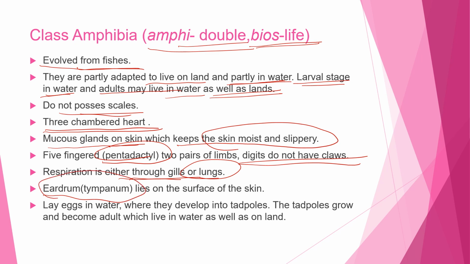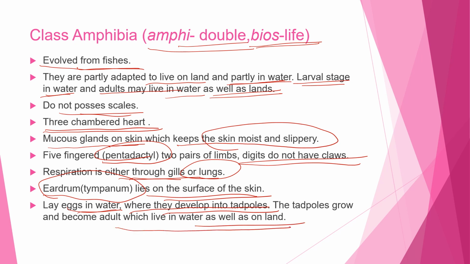What is the eardrum called? It is called tympanum, which lies on the surface of the skin. So they have a tympanum or eardrum, which lies on the surface of the skin. Now they lay eggs in water, where they develop into tadpoles. The tadpoles grow and become adults, which again live in water as well as on land.